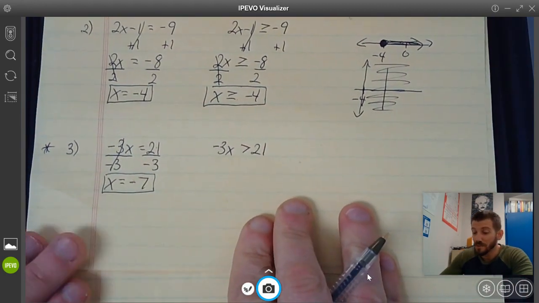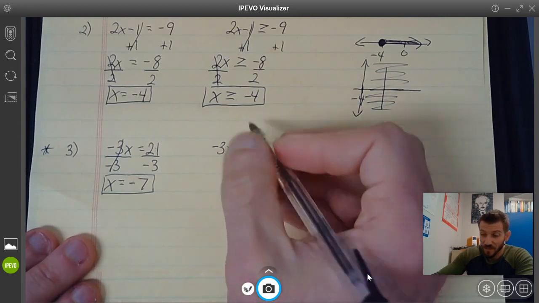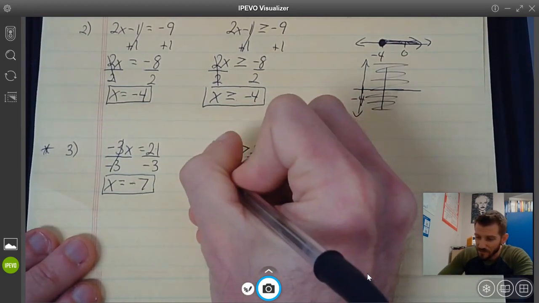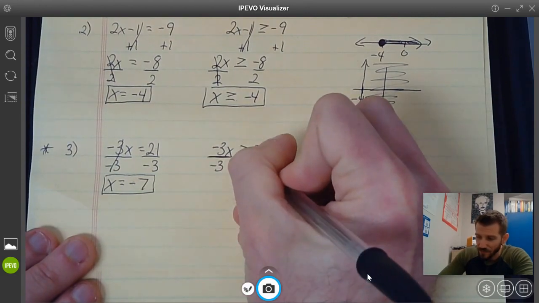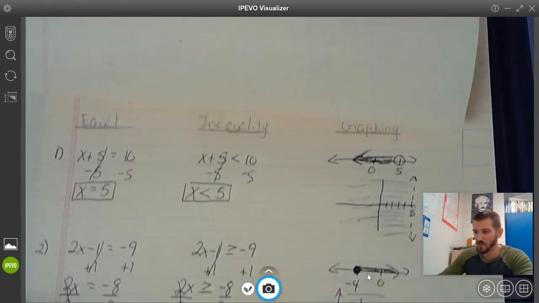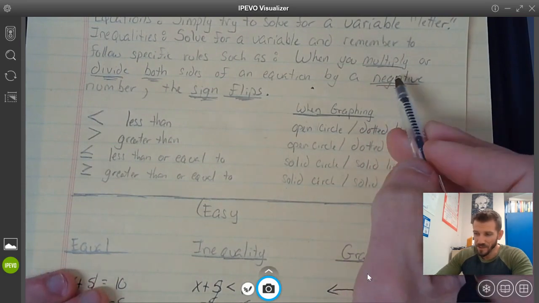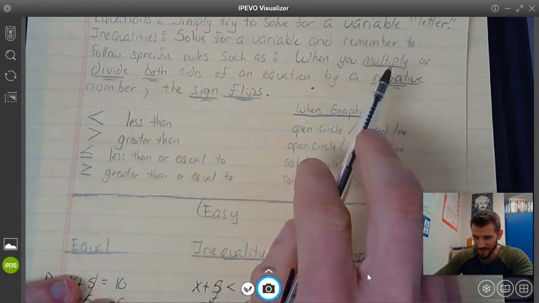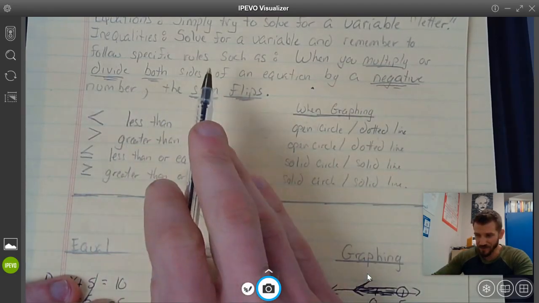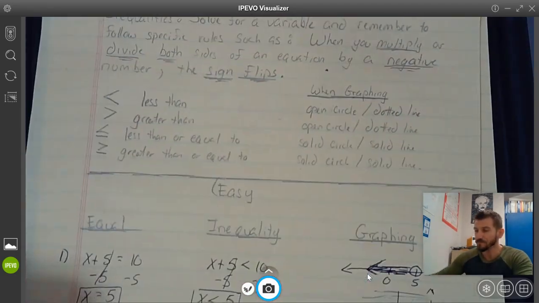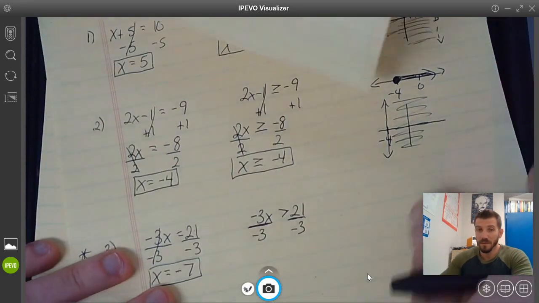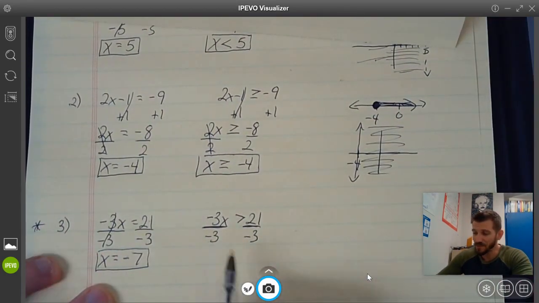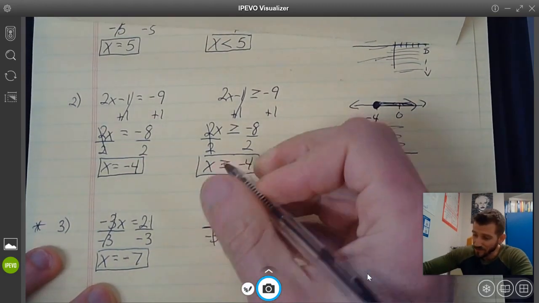When we deal with inequalities, again, same steps. We need to get rid of multiplication by using division. So I'm going to divide by negative 3 on both sides. And here is where it comes into play. We just divided both sides of the equation by a negative number. So our sign must flip. And that's exactly what we did. We divided by a negative number on both sides, so our sign must flip.